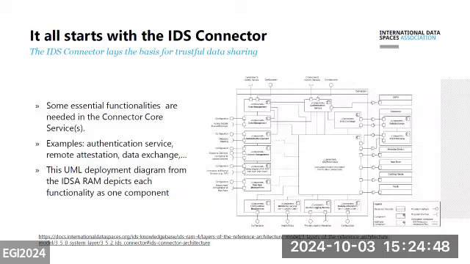The core components are a multitude. You can see them from the view graph here that I've taken from the reference architecture model of IDSA. And they enable different functionalities. You can see an extract here. So for example, authentication service, remote attestation, data exchange. If you go to the reference architecture model, you will be able to dig deeper into that.